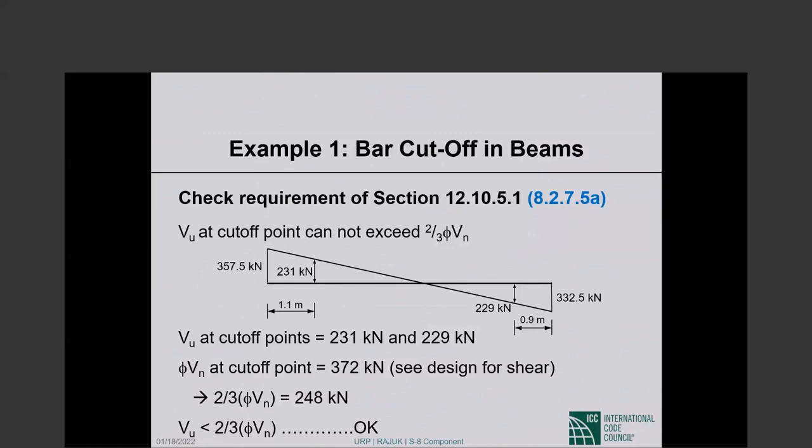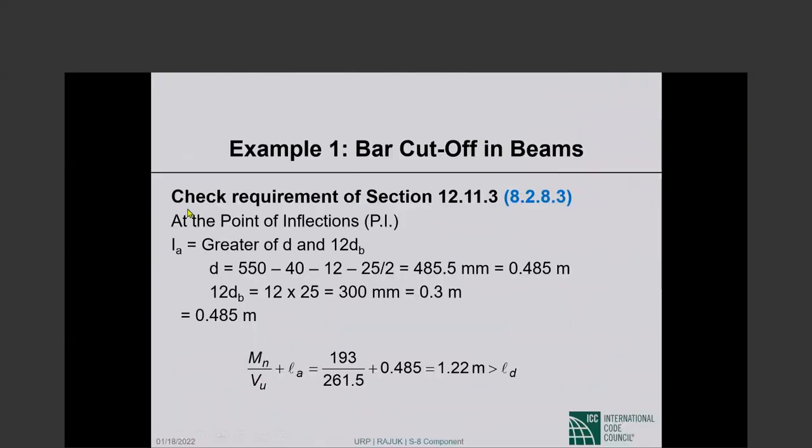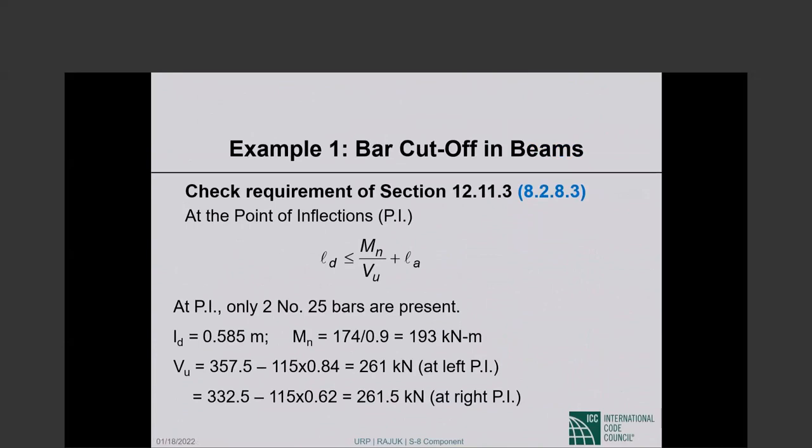was 1.4. Anyway, let us take, you can check back. I'm sure that this statement can be verified because it is getting late. So at the point of inflection, only two number 25 bars are present. L sub D was calculated as 585 millimeters. M sub N is 193 kilonewton meters. This is the 174 divided by 0.9.